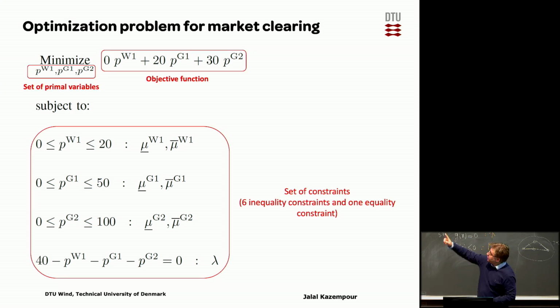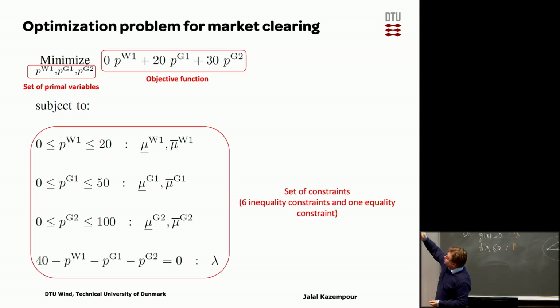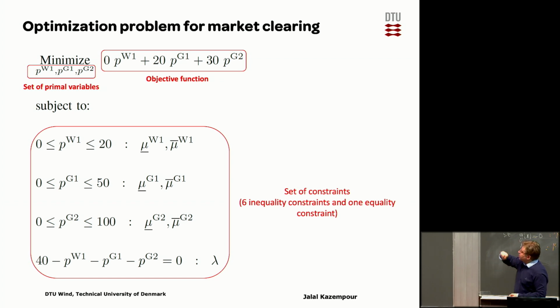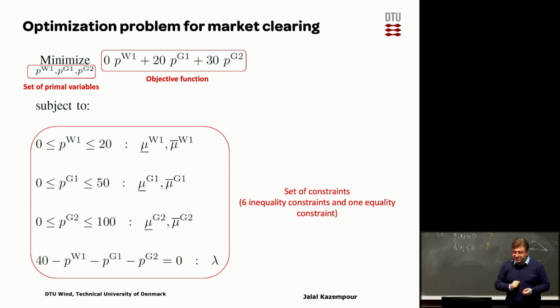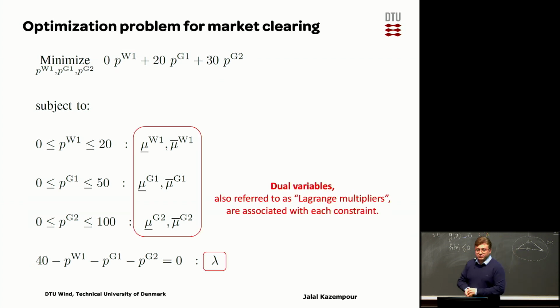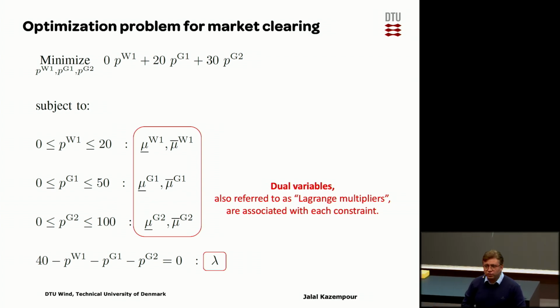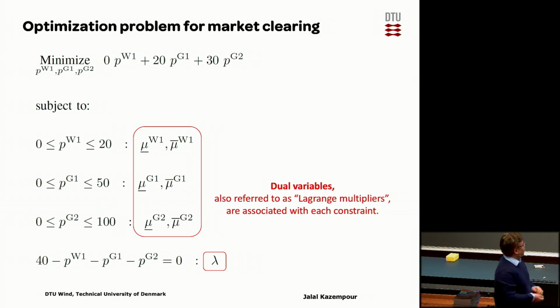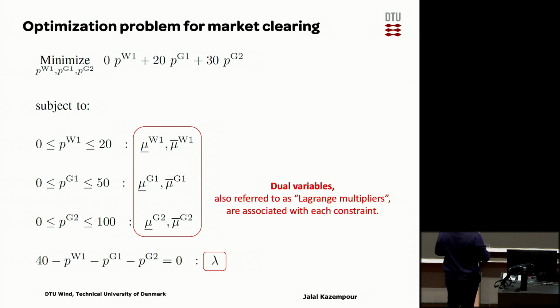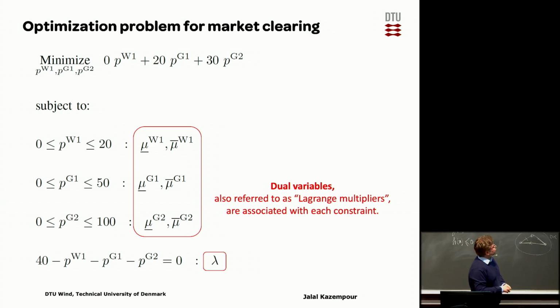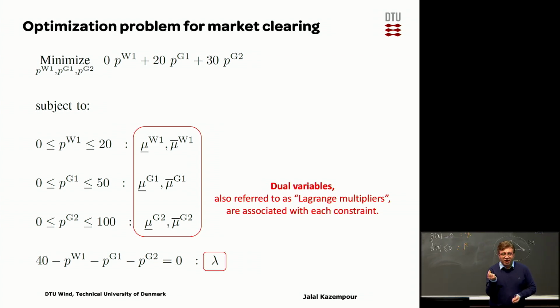So, a set of primal variables, an objective function minimizing total production cost, and a set of constraints, including 6 inequalities and 1 equality. We have 7 constraints, and we have 7 dual variables. We usually use mu for dual variable of inequalities, and lambda for dual variable of equality. When we say dual variable, you can also refer to them as Lagrange multipliers. Every constraint has 1 dual variable.